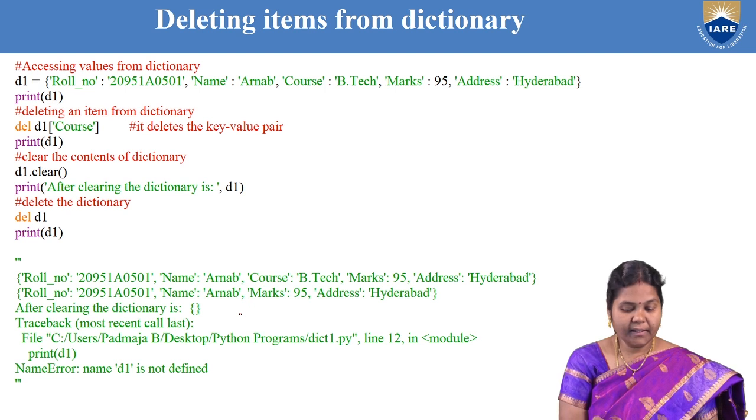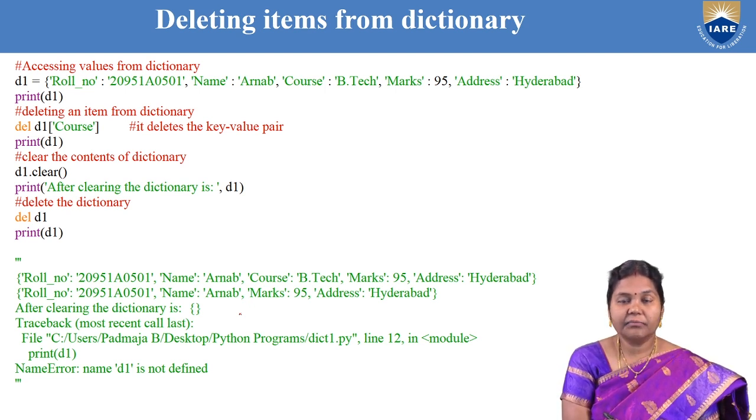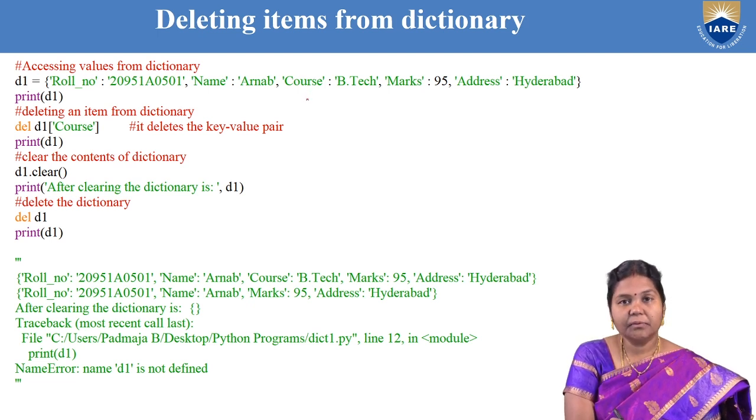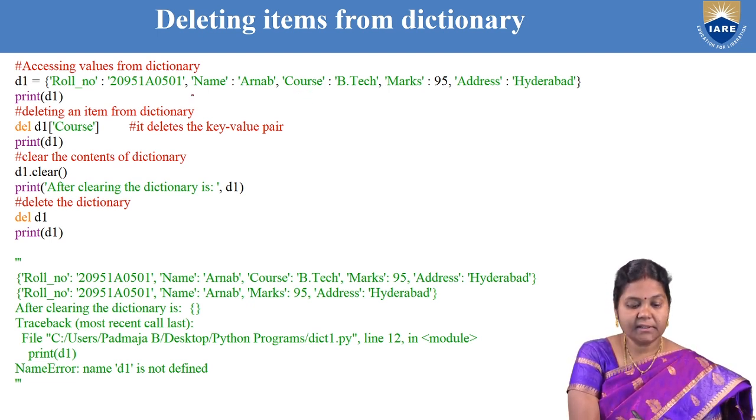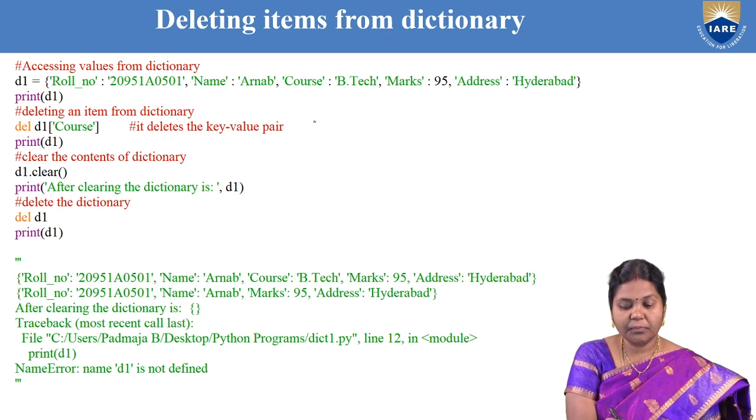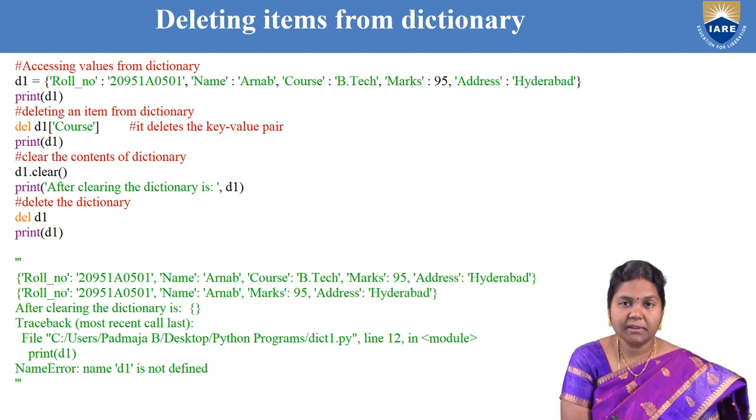While deleting an item, let us see what are the different ways for deleting the item. First of all, let us take one dictionary. The dictionary consists of 5 key value pairs: roll number, name, course, marks and address, with their associated values. Now, let us see how to delete a particular key value pair.